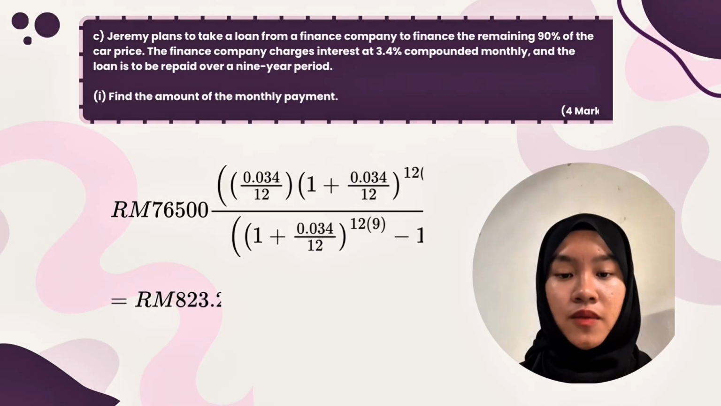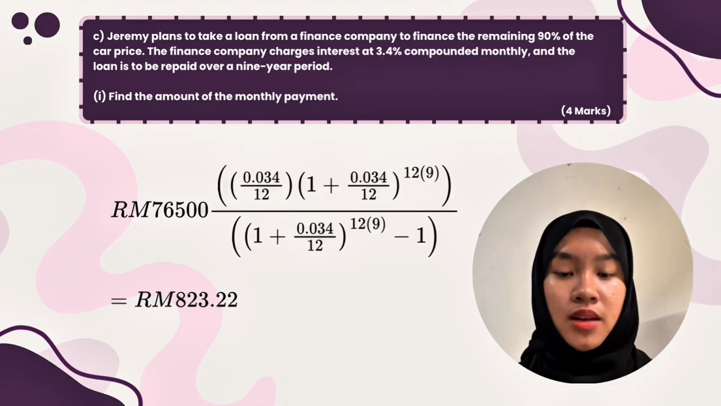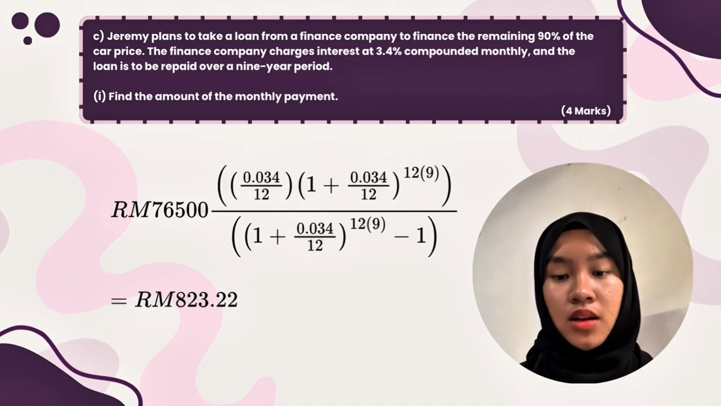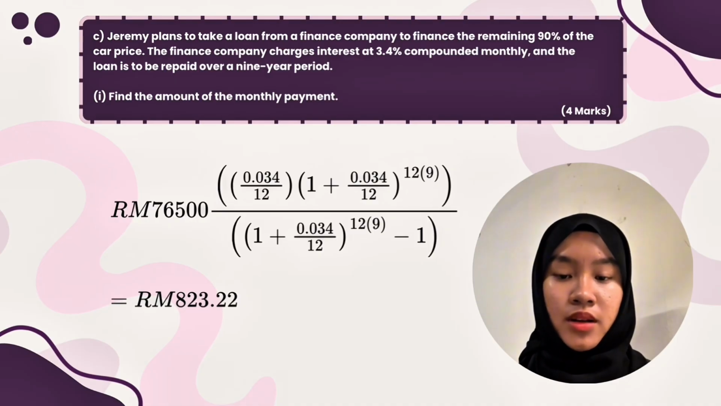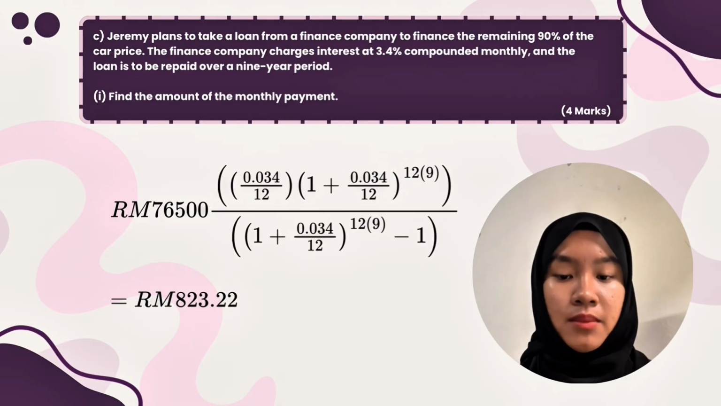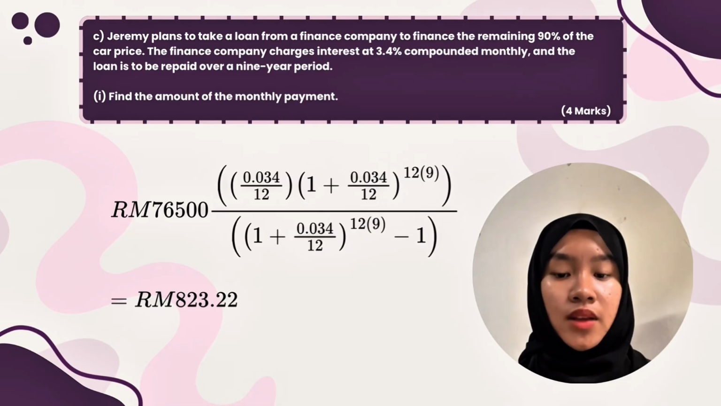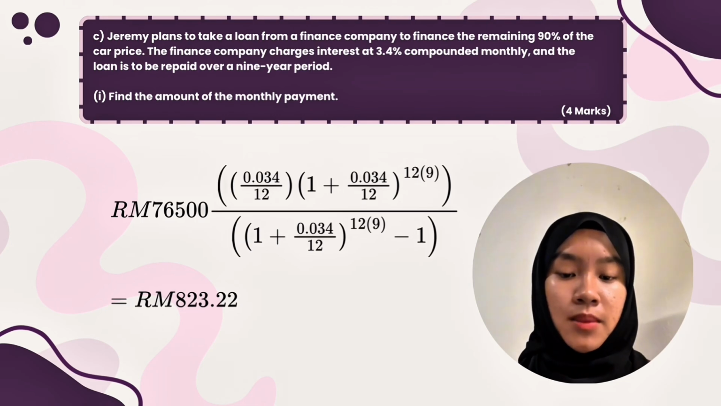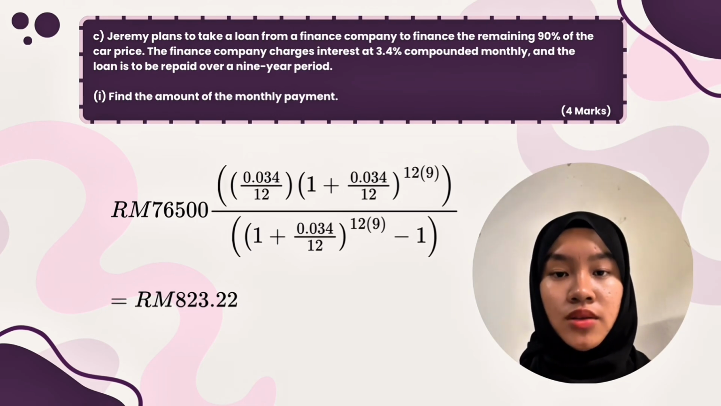Jeremy planned to take a loan from a finance company to finance the remaining 90% of the car price. The finance company charged interest at 3.4% compounded monthly, and the loan is to be repaid over a 9-year period. Find the amount of the monthly payment. We take the loan amount, 76,500 ringgit, multiply it by the monthly interest rate formula, and after applying the compound interest over 108 months, we get a monthly payment of 823 ringgit 22 cents.